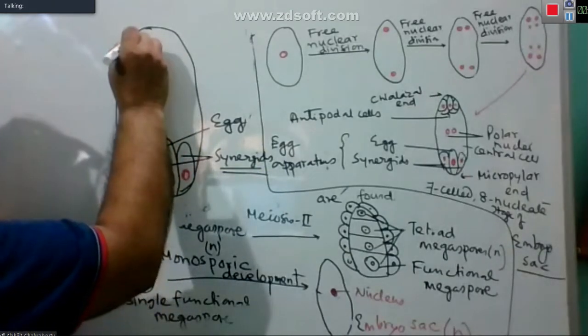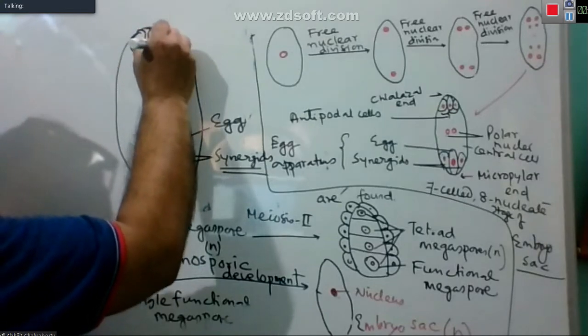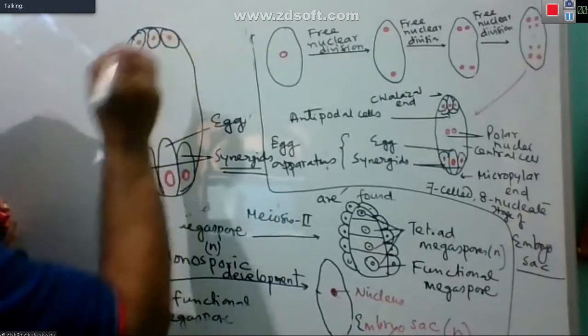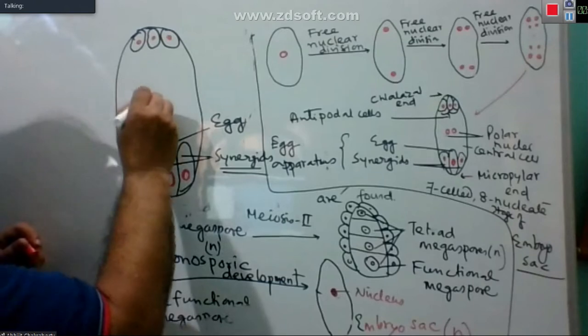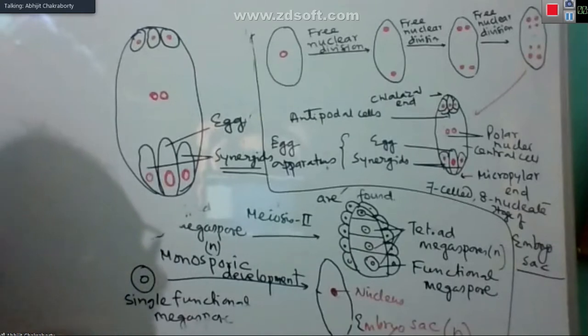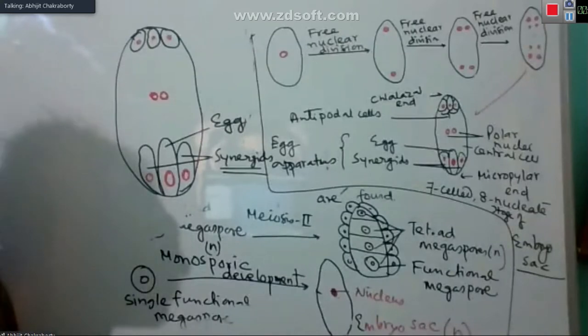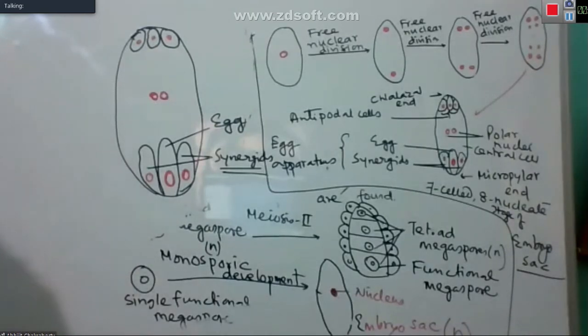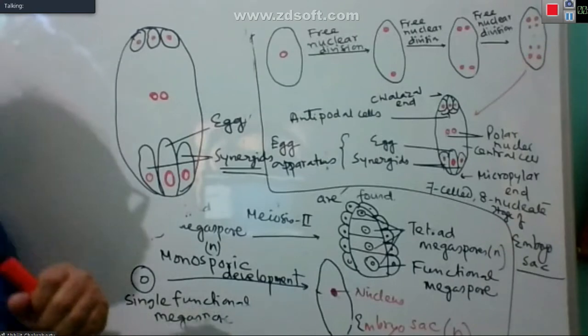Yes, sir. Again, here you will get the 3 cells, and they are the antipodal cells. In the center, you will get 2 nuclei, they are the polar nuclei. Clear? Is it clear now?